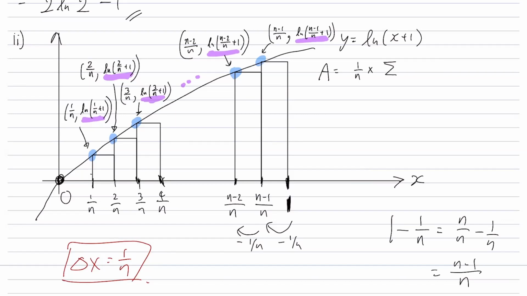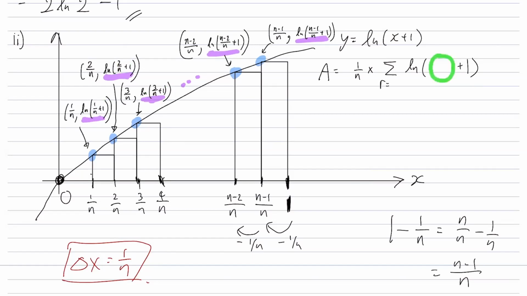Since they use the letter r, let's also use r. Then we need to come up with a formula for the sum of all the heights. It's really all these purple notations. How would you come up with a general formula for it? Definitely ln is involved. ln of what? What remains the same? Look inside the ln: 1 over n plus 1, 2 over n plus 1, 3 over n plus 1. Always plus 1. So of course at the back there must be a plus 1.